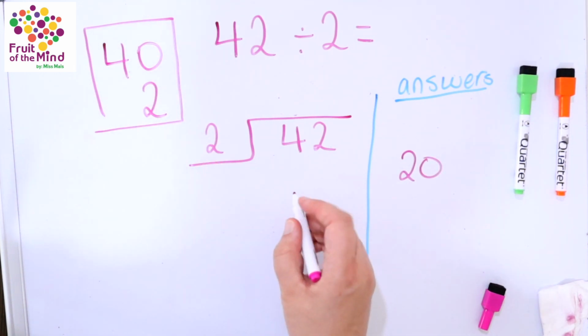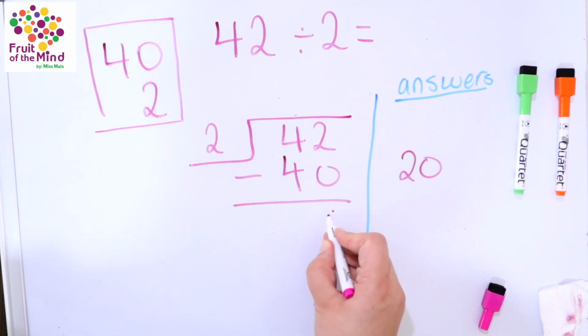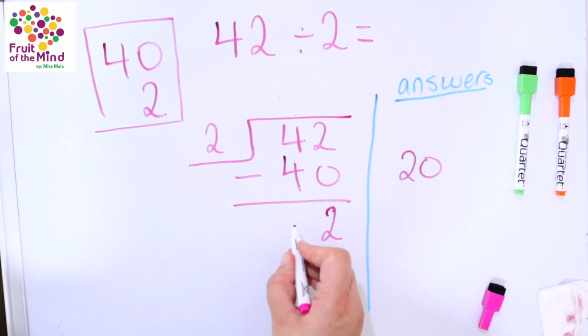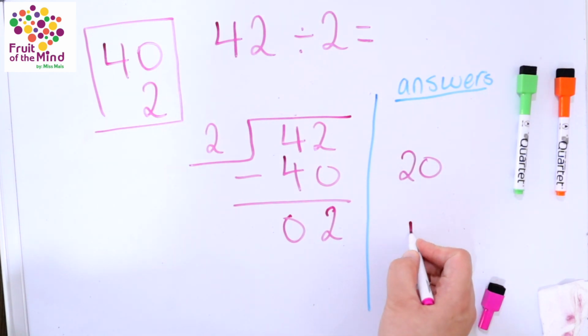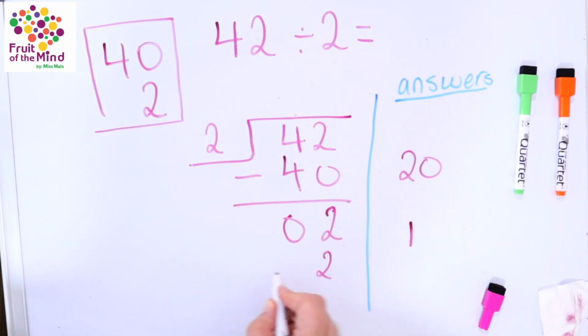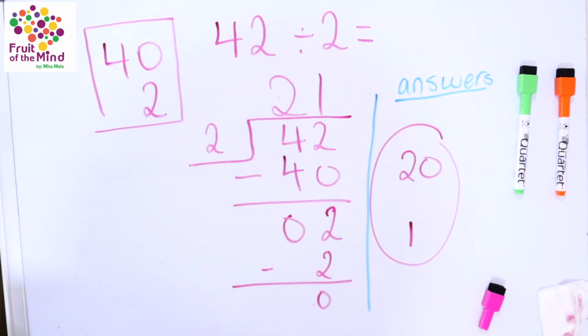Now 20 times 2 is 40. Let's subtract. 2 minus 0 is 2. 40 minus 40 is 0. Do I still have more 2's? The answer is yes. So how many 2's go in 2? There is only 1 2. 1 times 2 is 2. And my final answer is 0, which means that I don't have any extra or leftover number. My answer or my quotient is 21, and as you noticed, it's exactly the same as the first answer I got when I solved it in a different way.